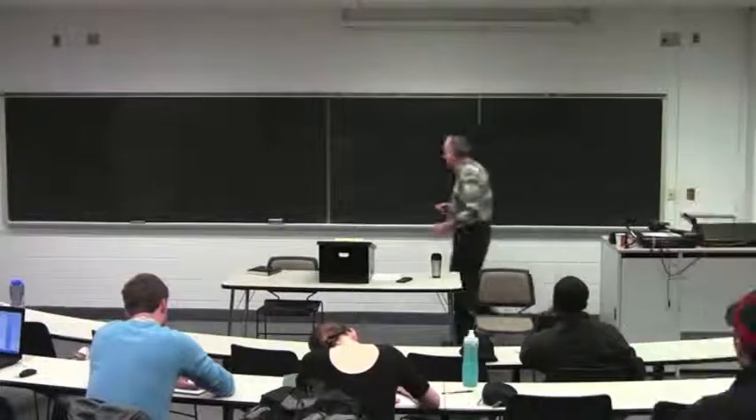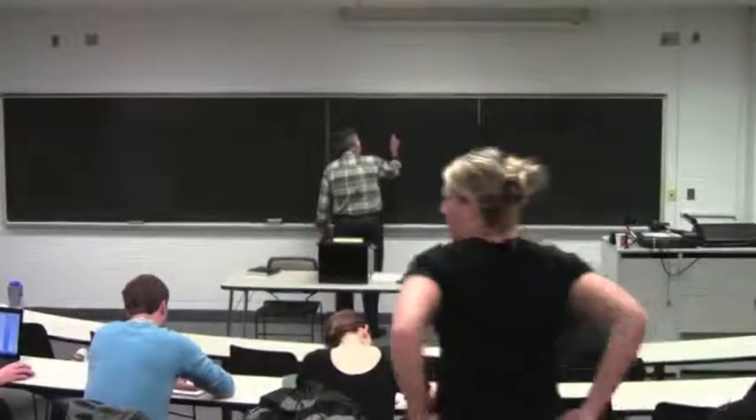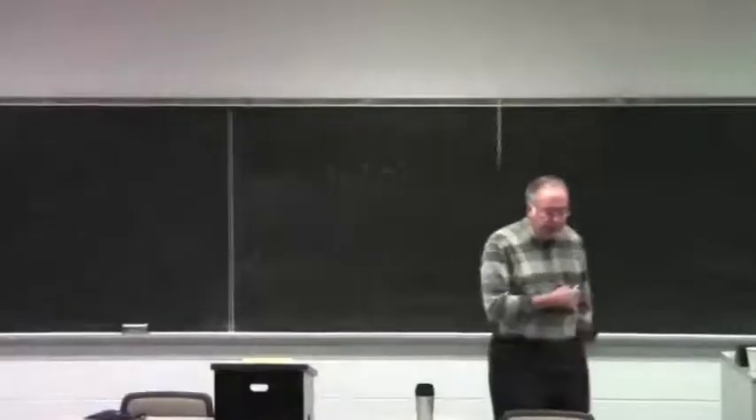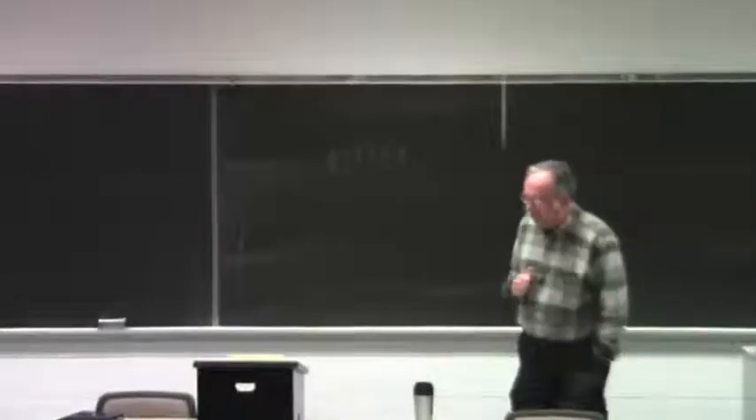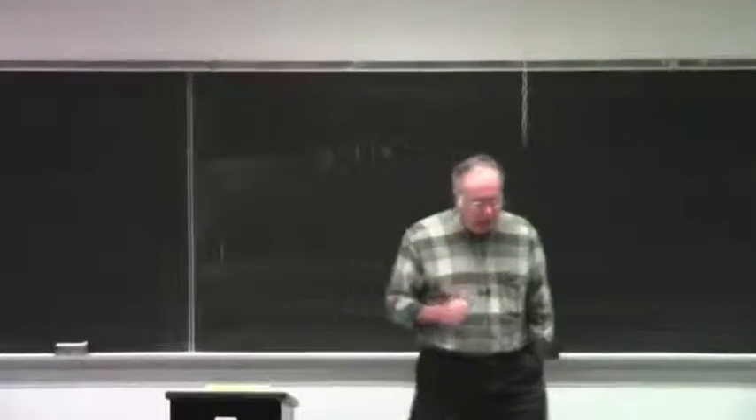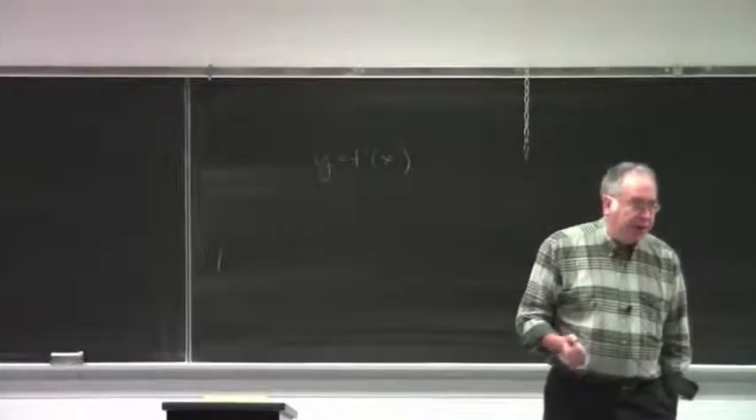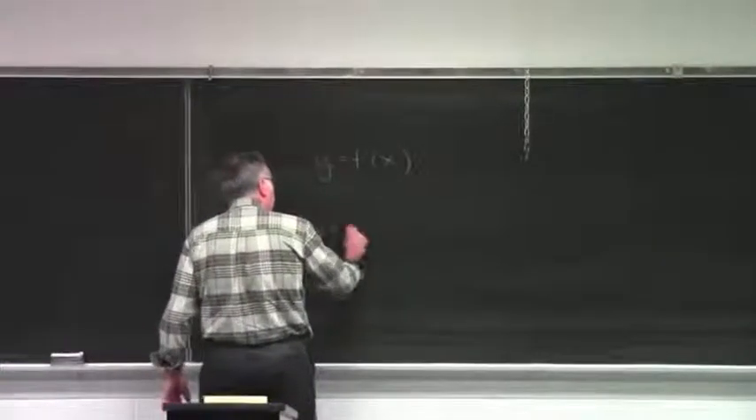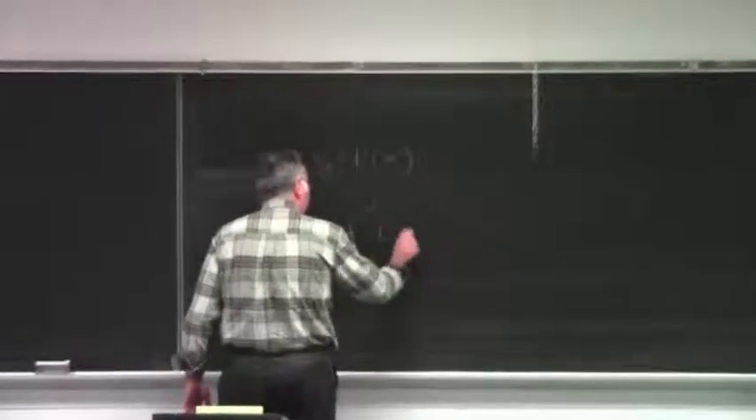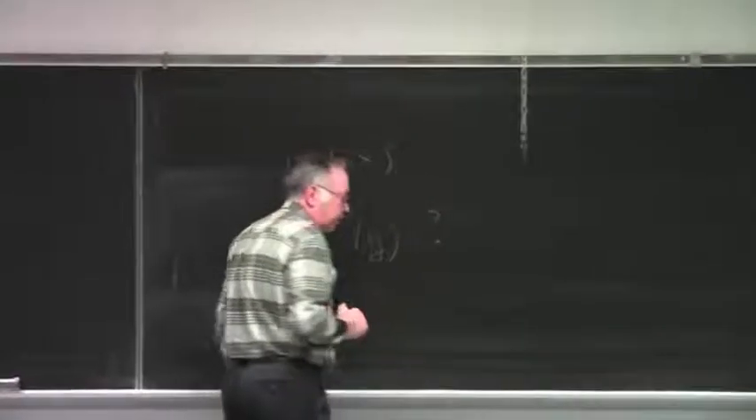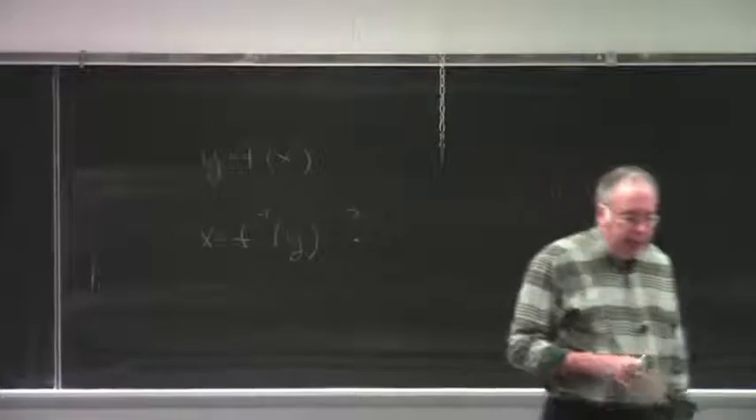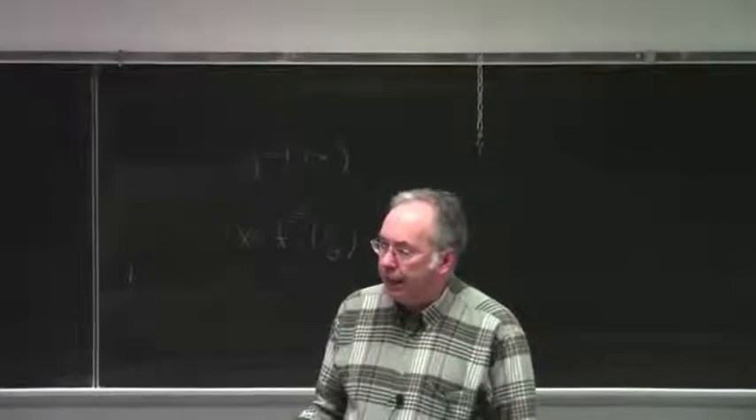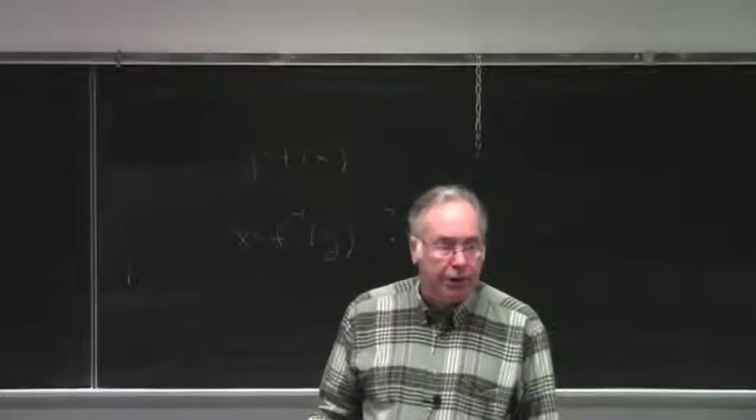We start off with this. Suppose y is a function of x. That means for each value of x, there's a unique value of y. And we're interested in knowing whether or not the inverse function exists. That is, can we write x as an inverse function of y? Does this exist? And the answer is yes, if the original function f is monotonic. Then we know the inverse function exists.